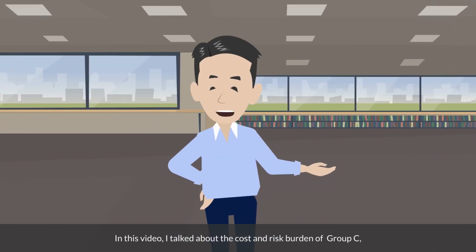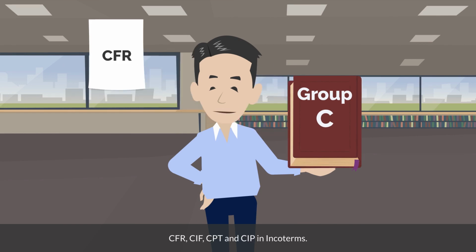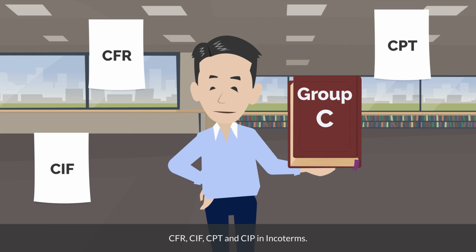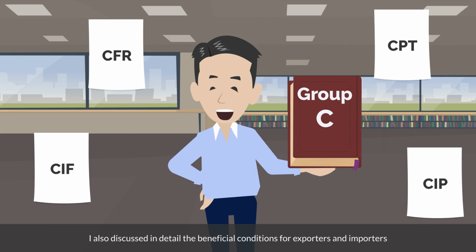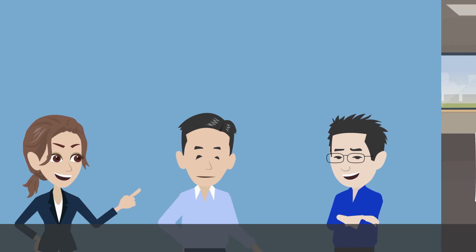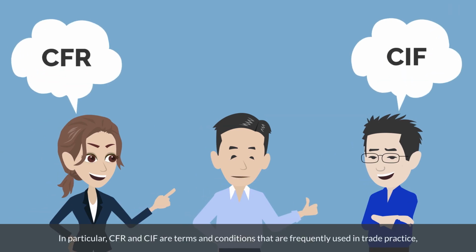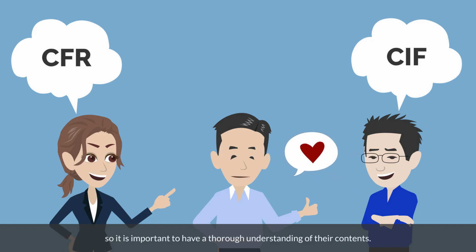In this video, I talked about the cost and risk burden of Group C, CFR, CIF, CPT, and CIP in Incoterms. I also discussed in detail the beneficial conditions for exporters and importers, when considering the volume of goods to be handled. In particular, CFR and CIF are terms and conditions that are frequently used in trade practice, so it is important to have a thorough understanding of the contents.